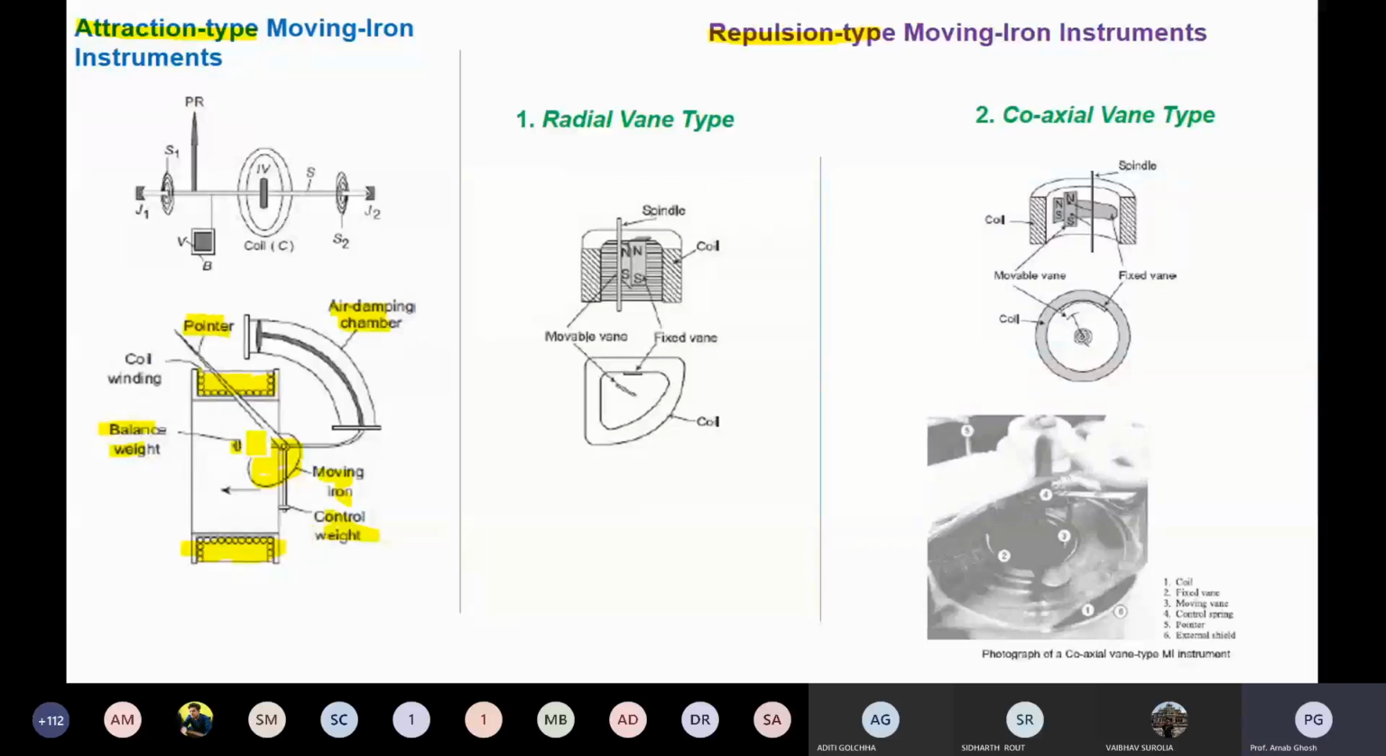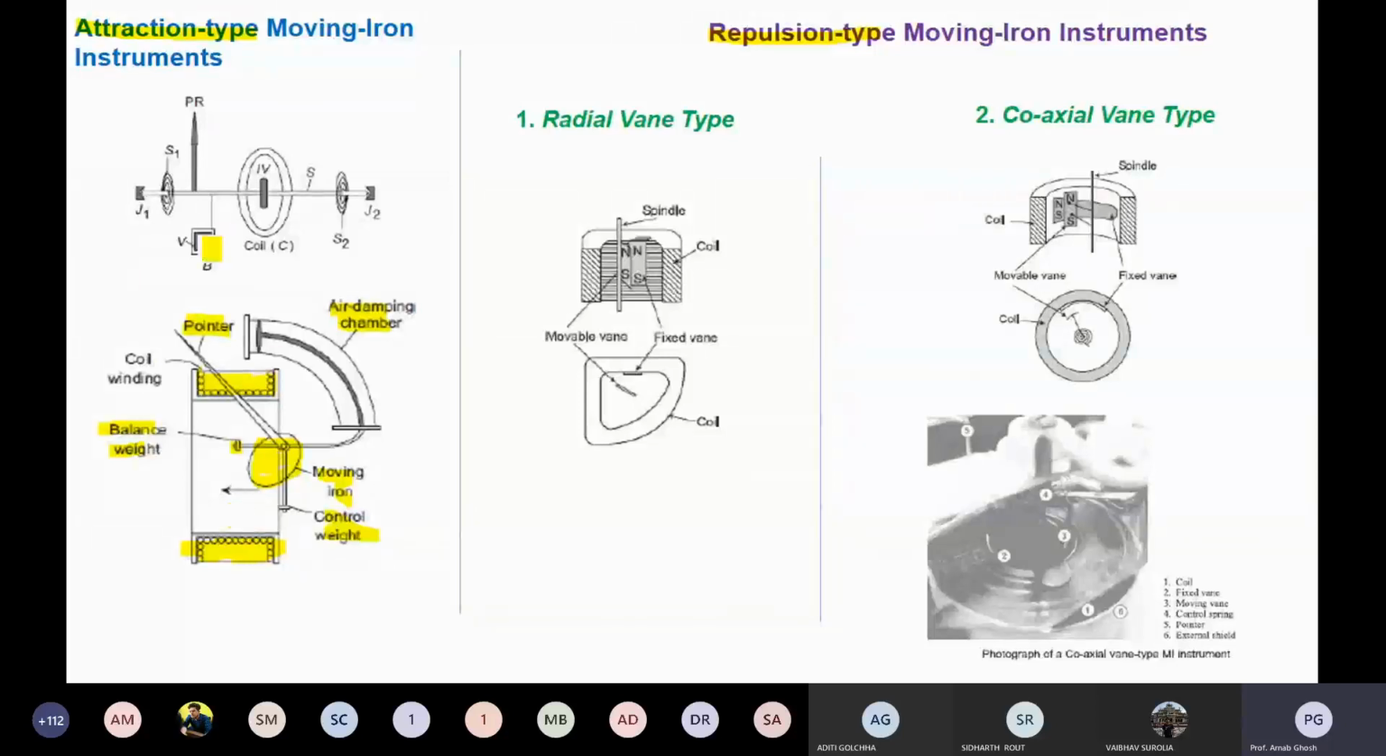You can observe that the balance weight and control weight are 90 degrees apart from each other, so the resultant force will be at 45 degrees. And you can see that the pointer is also situated 90 degrees apart from your resultant force. So the pointer will be controlled in a good manner. That's called the attraction type moving iron.